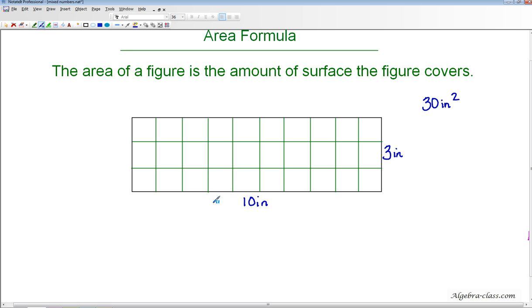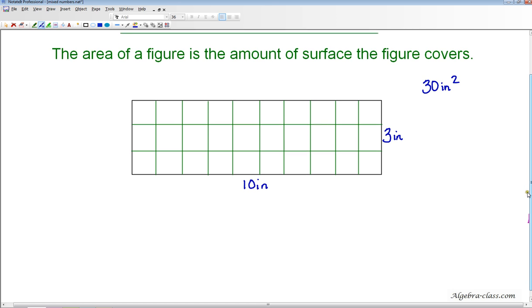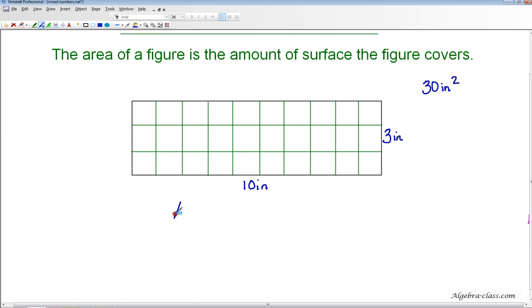But you may not always want to draw squares on the inside of your figures, so we need to have a formula. So the formula is length times width, because if I multiply the length, which is 10, times the width, which is 3, I'm still going to end up with 30, because 10 times 3 is 30.